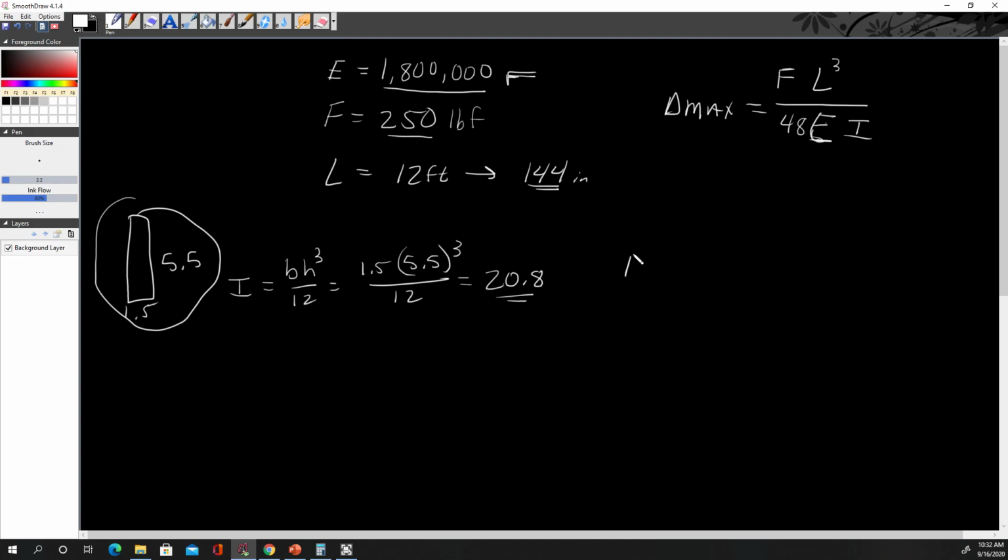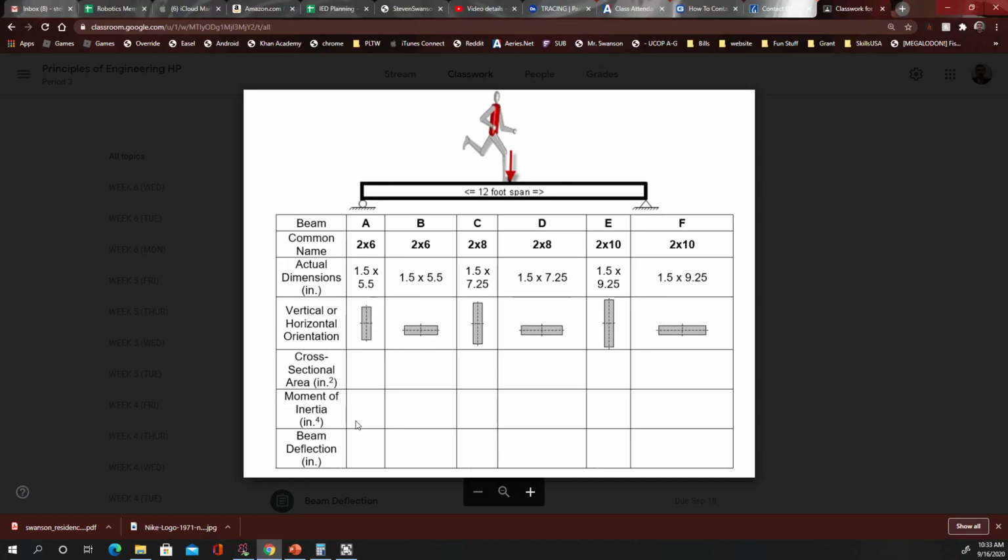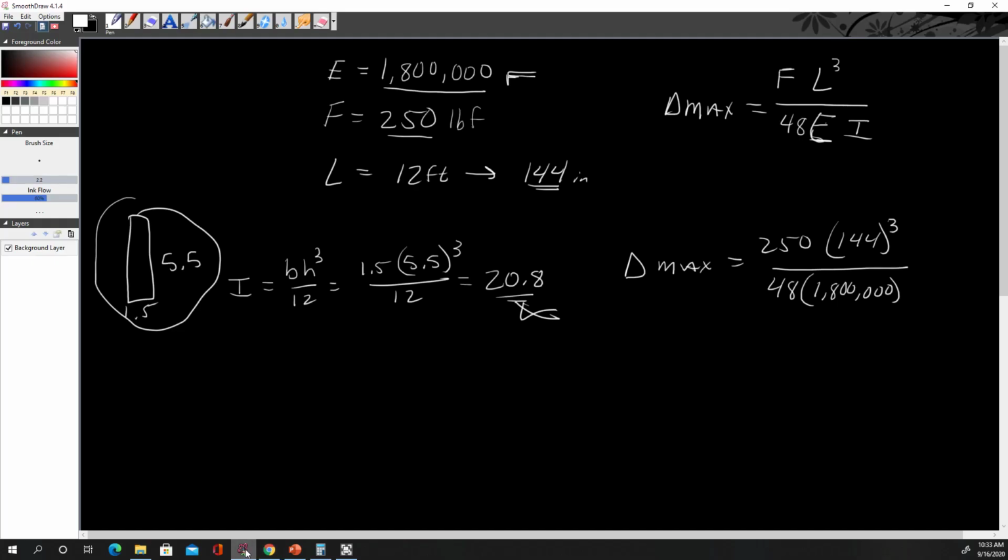So now we know all of it, so we go delta max is equal to 250 pound person. It's the same each time. 144 inches cubed is the length of that piece of wood. It's a really long piece of wood, divided by 48 times the elasticity of Douglas fir, which is 1.8 million, and times I, and that's the one we need right here. That I right here, 20.8, so we wrote it right here. That's the one we need. So it's 20.8.